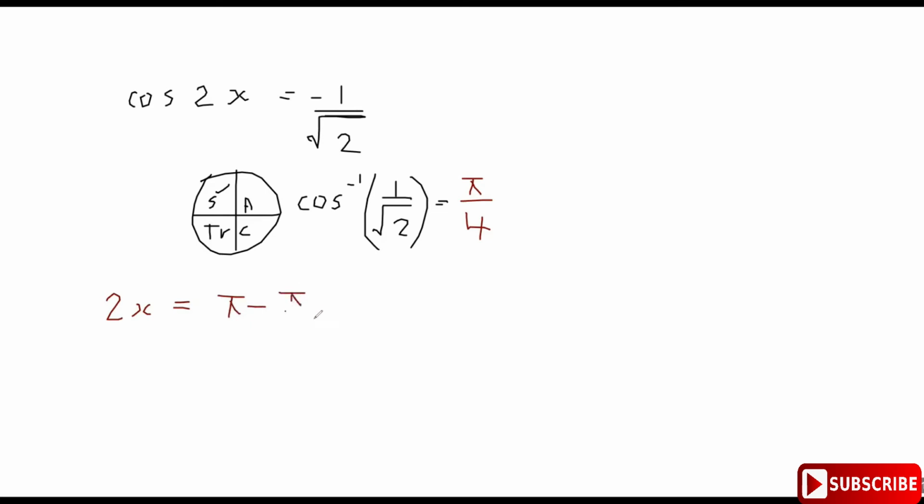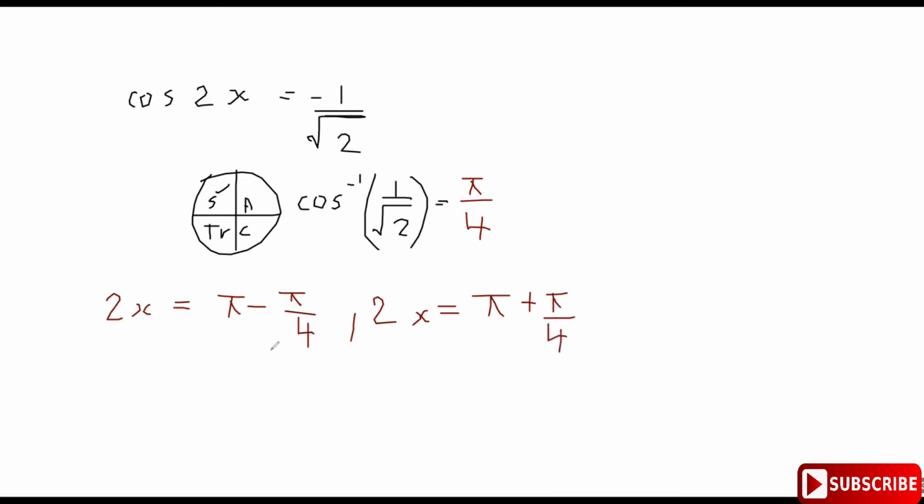This is pi minus pi by 4. Or the next possible answer is 2x equal, in the third quadrant, it is pi plus pi by 4. So what do we get now?